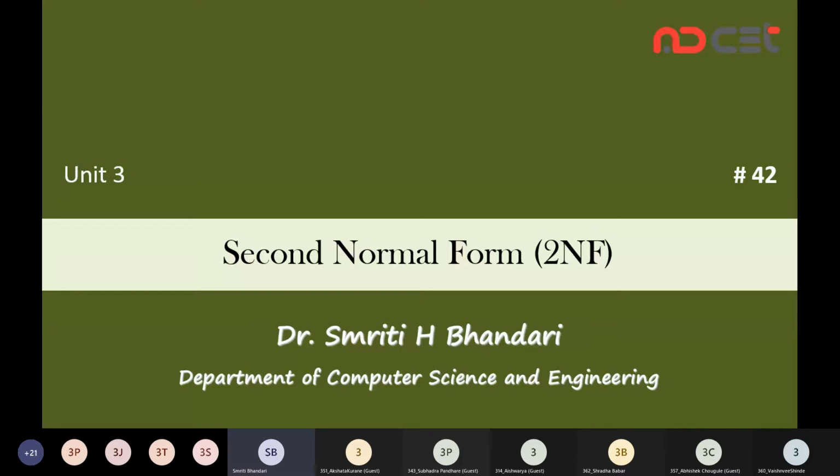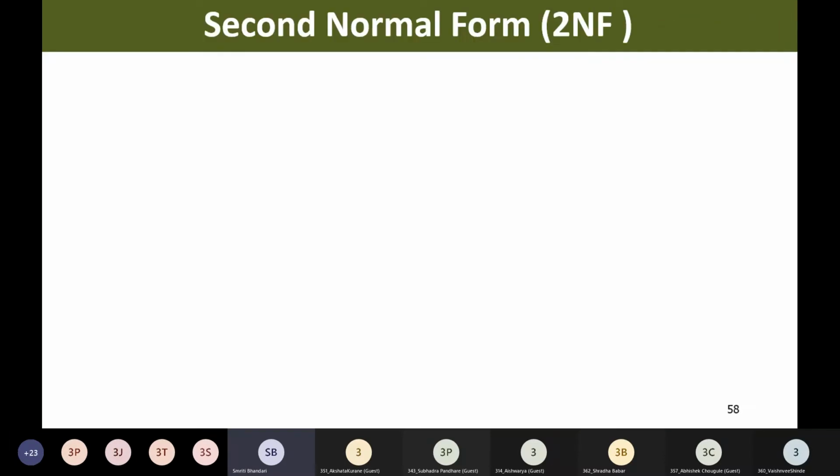Today we are going to discuss second normal form. In the last session, we discussed first normal form. So what is first normal form? Basically, whenever we try to design a good database, what we do is we dump all the attributes that are identified in a single table. So initially, we have an unnormalized relation.